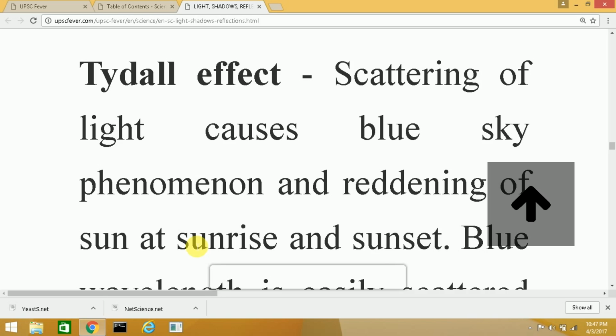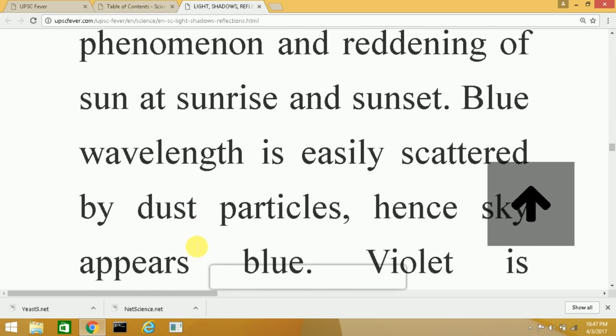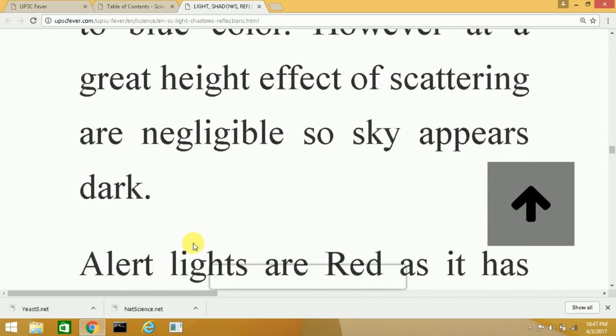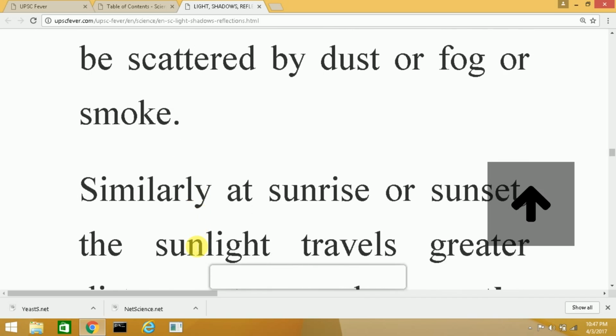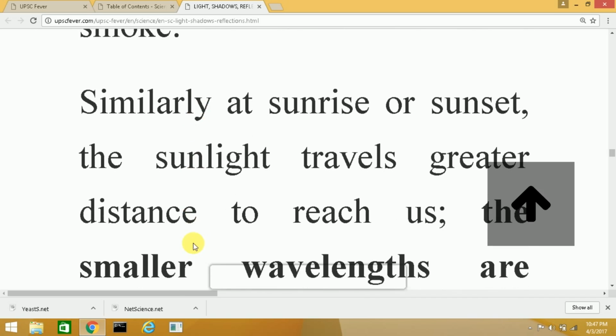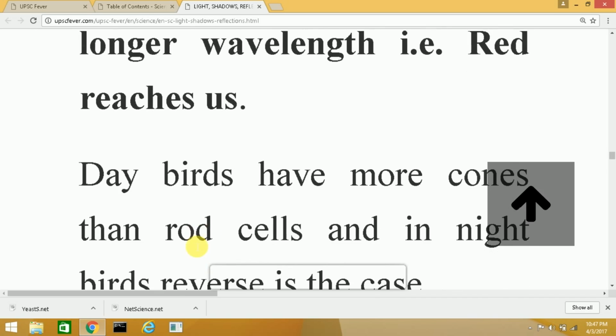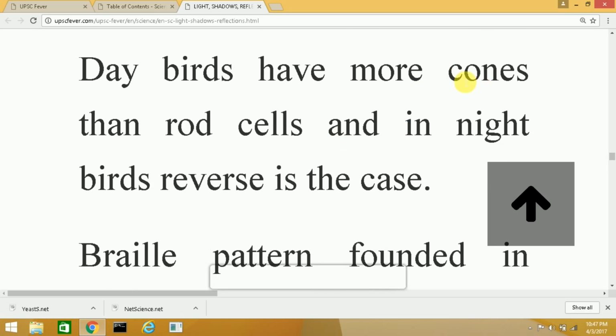As I already told you, the birds that are present in the day have more cone shaped cells than the rod shaped cells in their eyes, and that is why they can easily perceive bright light and colors, whereas the nocturnal birds have more rod shaped cells which are more sensitive to the dark colors, the dull colors, and so the cone shaped cells in their eyes are less.